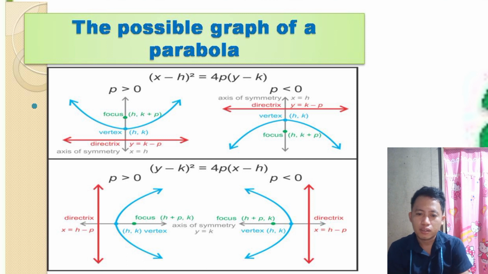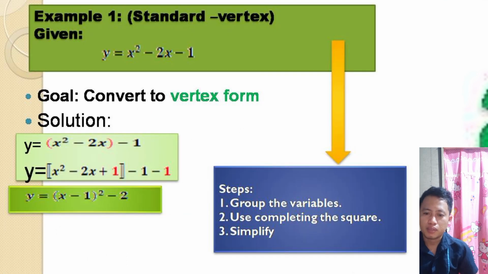So, shall we say, example number 1 can be written as y equals x squared minus 2x minus 1. As we all know, this is a standard form and we'll convert it into vertex form. Okay? Our goal is to convert to vertex form, but we need to follow 3 steps to solve this one. Number 1, group the variables. Number 2, use completing the square. Then 3, simplify it.